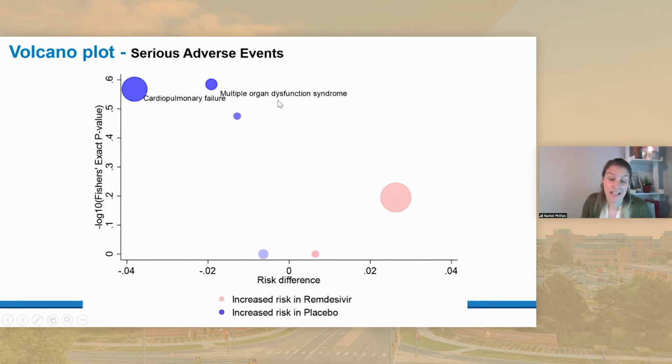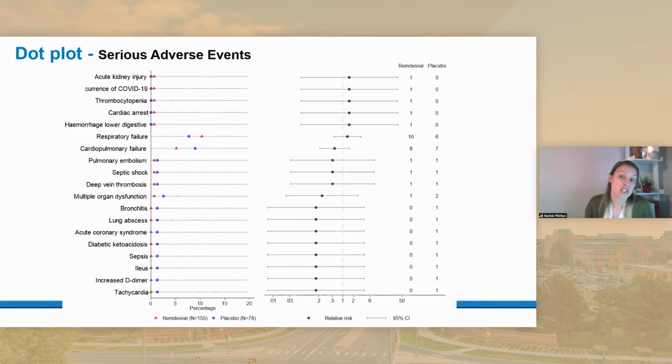Now, the prominence in this plot of multiple organ dysfunction is likely to be overemphasized given the extremely low event rates in this event, where there were 2 versus 1 events. So I think this is a nice example here where use of the volcano plot alone to draw inference could provide a misleading impression. If instead we looked at the dot plot, it provides a more accurate display of the serious adverse event terms, and it can be seen that the point estimates are generally more in favour of remdesivir than placebo.